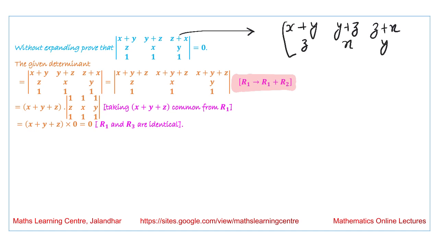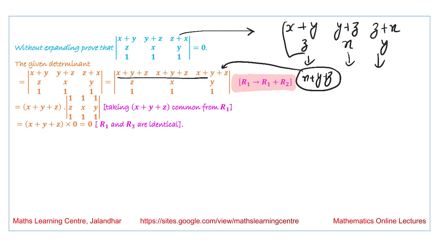So if we add both these values, the matrix will become x plus y plus z. The next term is also x plus y plus z, the next term is also x plus y plus z. So these are the terms we are obtaining in the first row, and the next two rows will remain the same. Both these rows will remain the same.